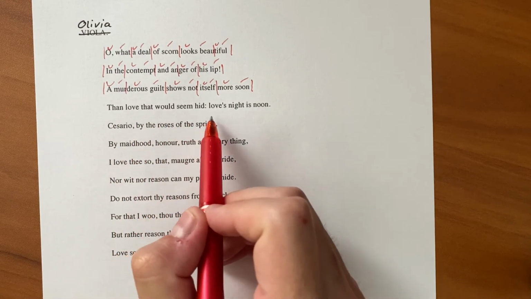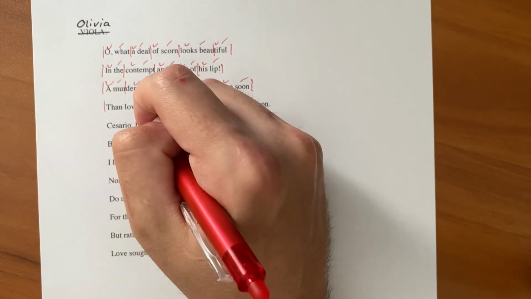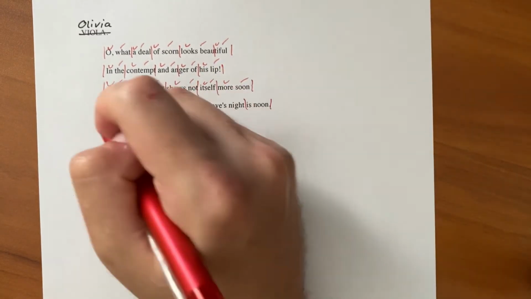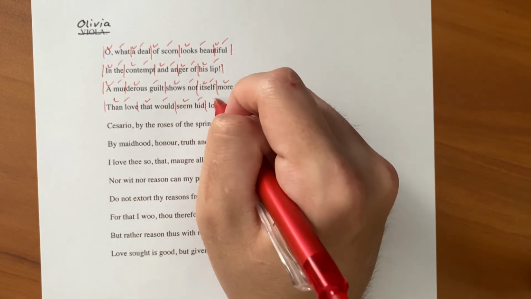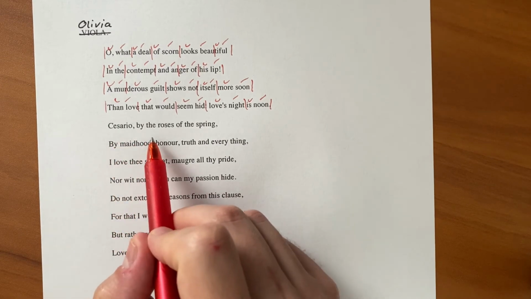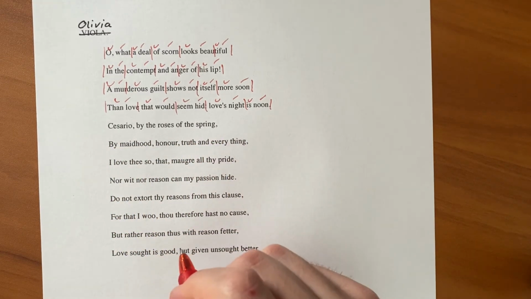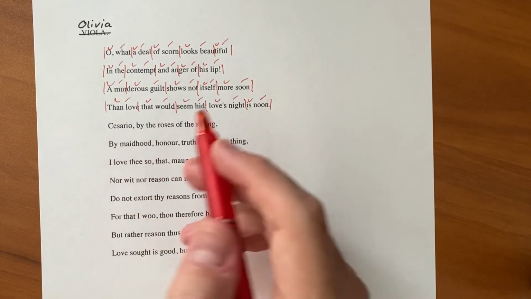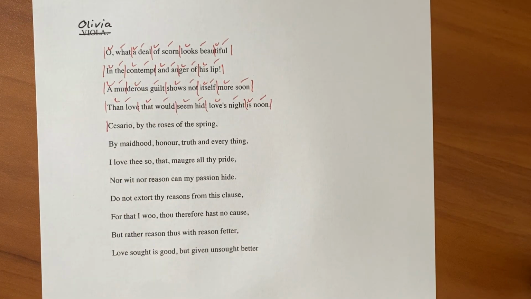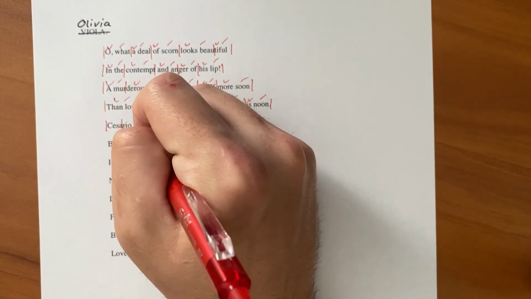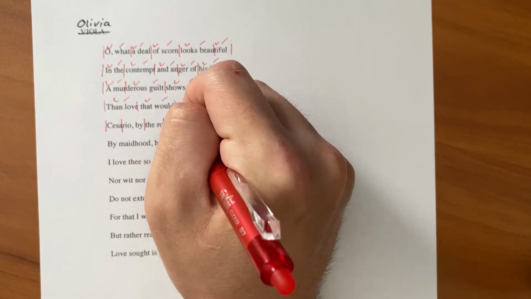And love that would seem hid, love's night is noon. That sounds pretty iambic to me. Right? Cesario, by the roses of the spring. Okay, so we're going to get a little tricky here. I could elide Cesario, but what I'd rather do is create an anapest, and I'll show you what I mean.